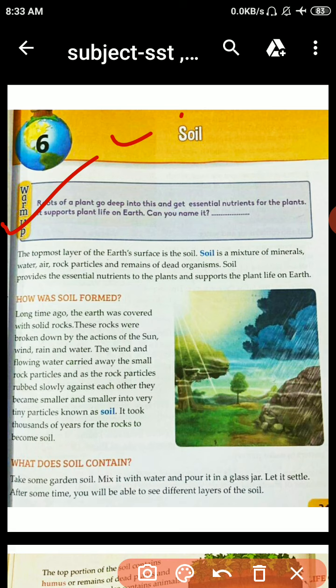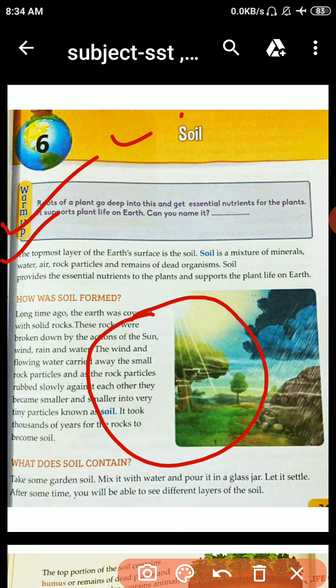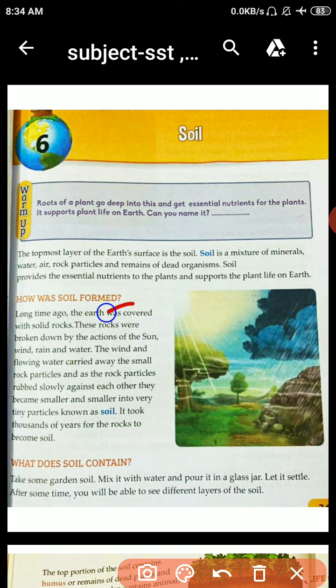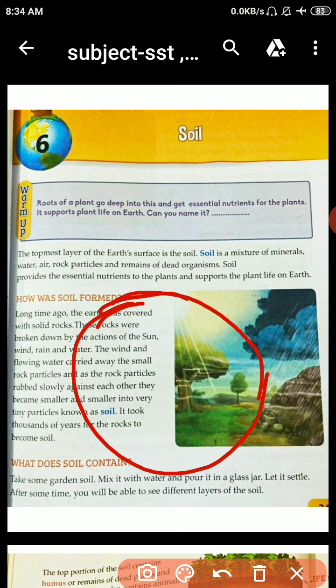So, student, let me start our topic from here. Now, student, the topmost layer of the earth's surface is the soil. For this, I will make a diagram. I hope you all understand. This is a globe. It represents earth. So, the first line here is: the topmost layer of the earth's surface is the soil.